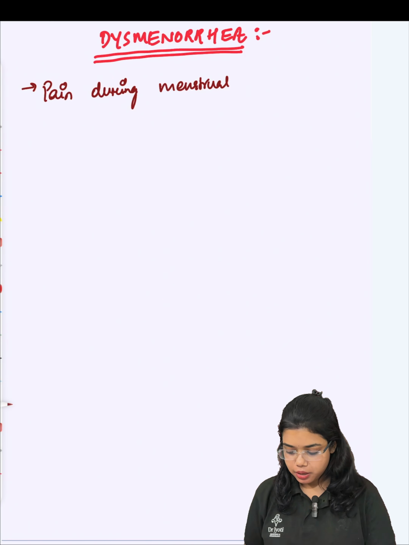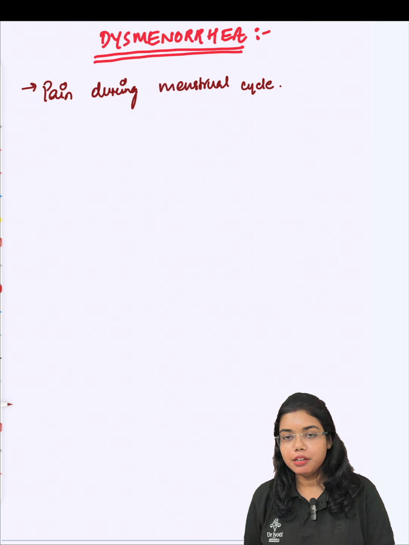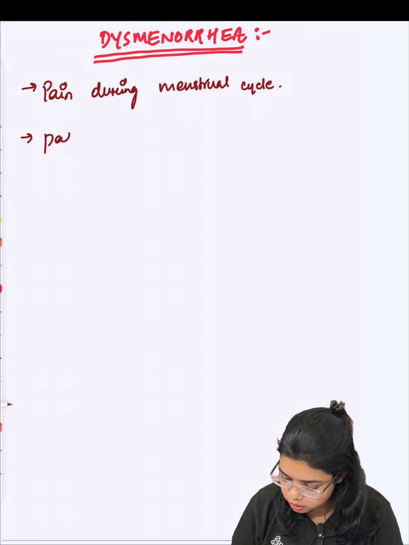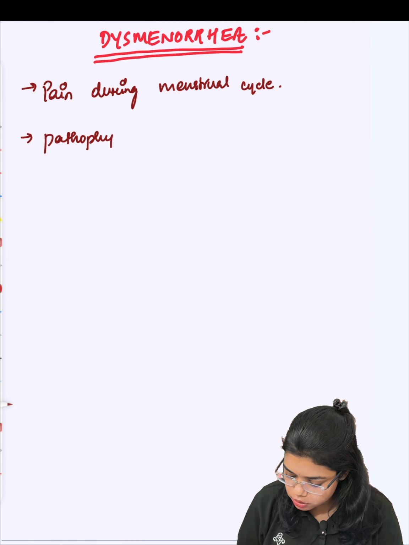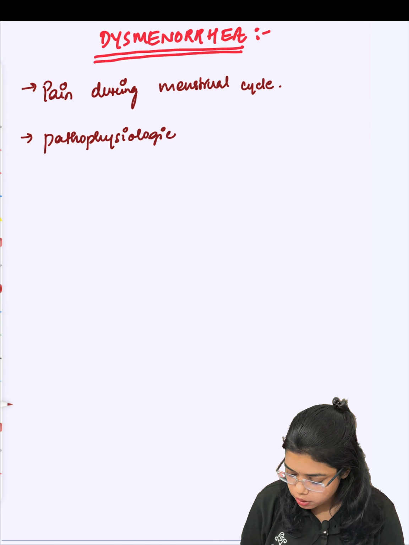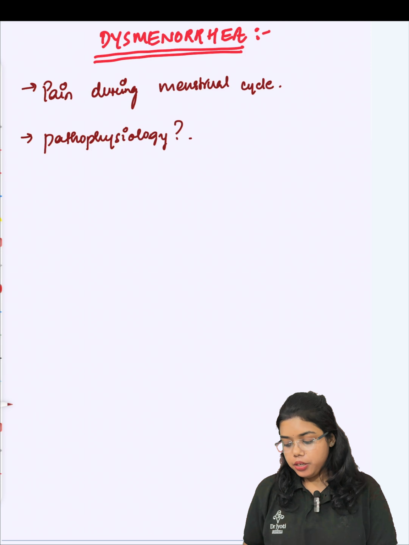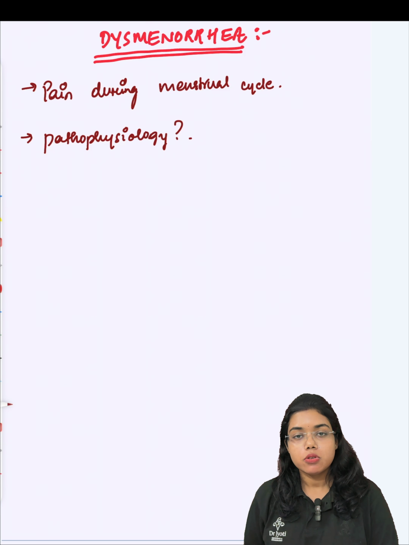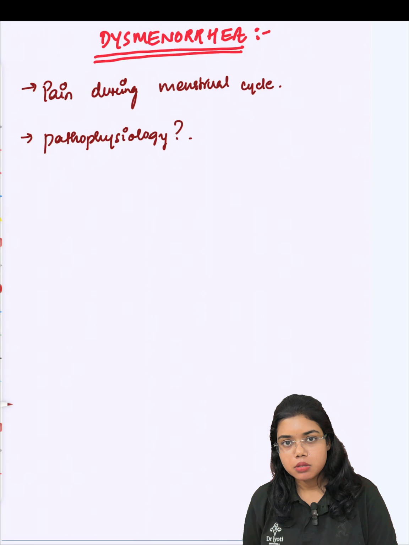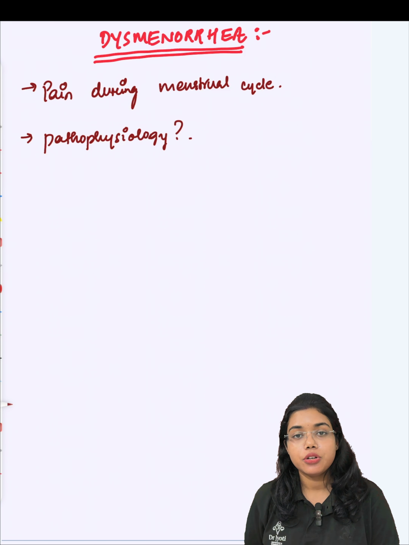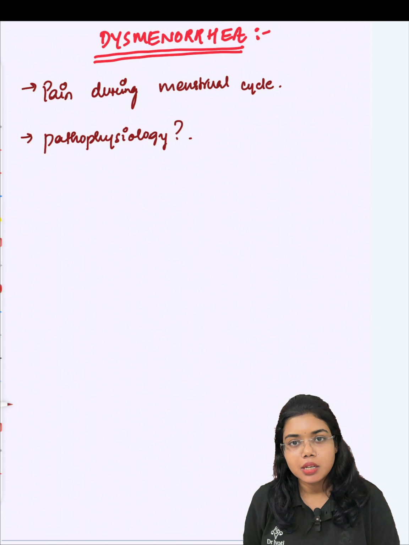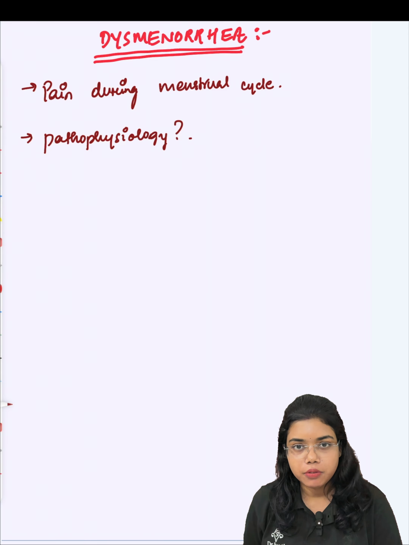Then coming to dysmenorrhea. What is dysmenorrhea? It is the pain during the menstrual cycle. So what is the pathophysiology of dysmenorrhea? As we have discussed earlier, I'll write it down. Pain occurs due to vasoconstriction of the spiral arterioles, and there is contraction of the myometrium. Uterine tone is increased and there is an increase in pressure of the uterus.